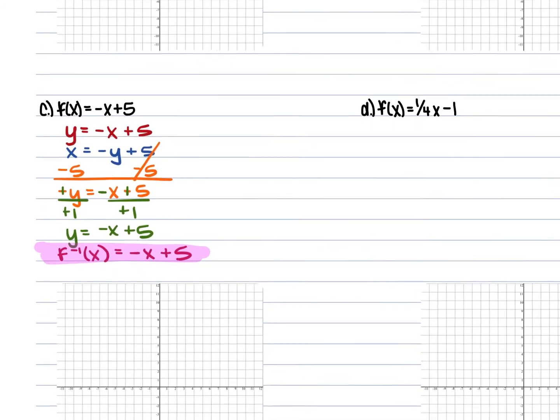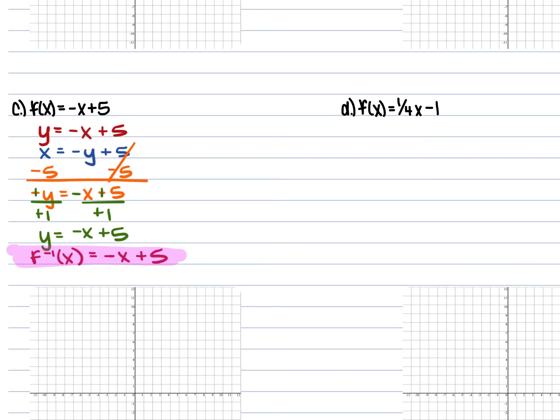For example D, we have f of x is equal to 1/4 x minus 1. So again, we're going to change the f of x to be y. We have y is equal to 1/4 x minus 1. Next, we switch our x and y to have x is equal to 1/4 y minus 1. And now we're going to solve for y. So we add the 1 to both sides. We're left with 1/4 y is equal to x plus 1.